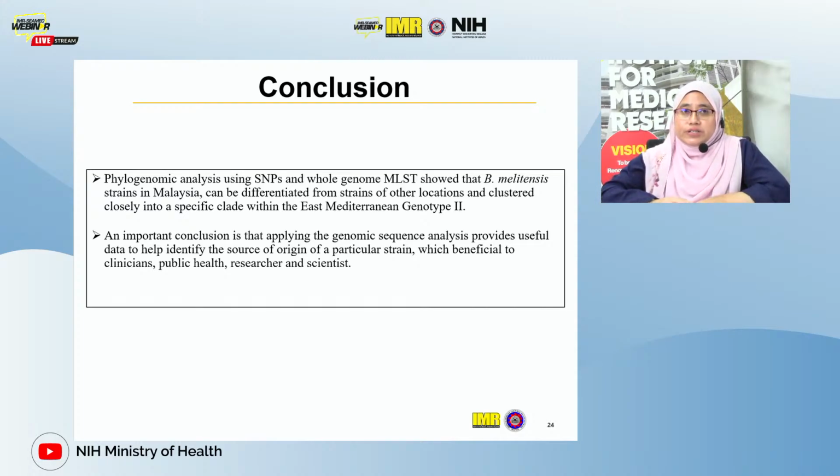So as a conclusion, phylogenomic analysis using SNPs and whole genome MLST showed that Brucella melitensis strains in Malaysia can be differentiated from strains of other locations and cluster into a closely specific clade within the East Mediterranean genotype 2. It is an important conclusion that genomic sequencing analysis provides useful data to help identify the source of origin of a particular strain, which is beneficial to public health researchers and scientists.